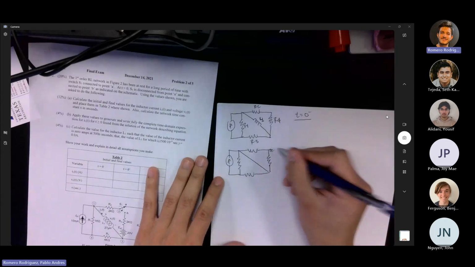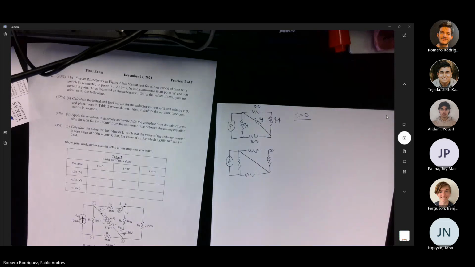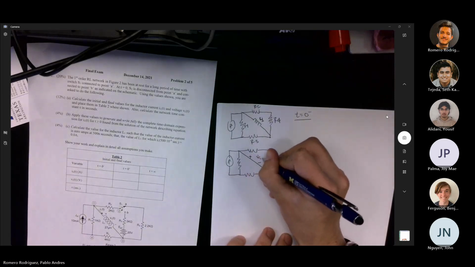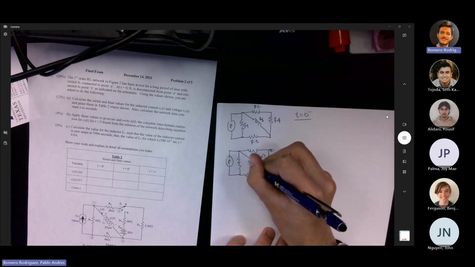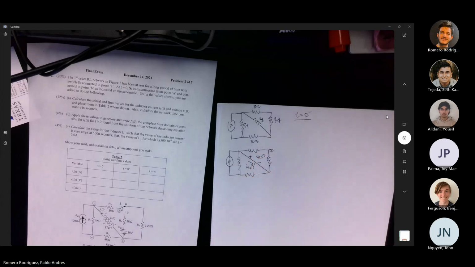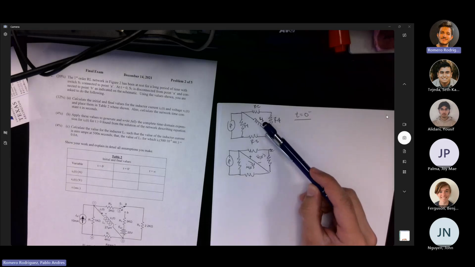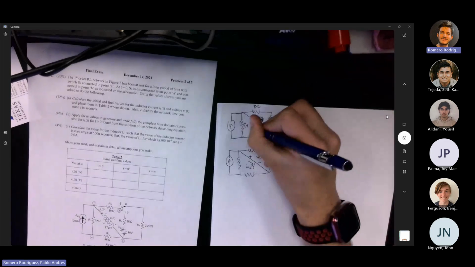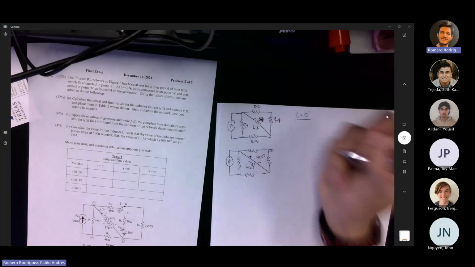Right? Get rid of this. And your task is to find the voltage at 0 minus and the current at 0 minus. This is an L1. I'm sorry. Let me try to do it better. L1.